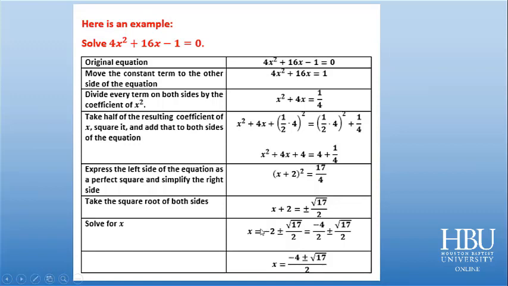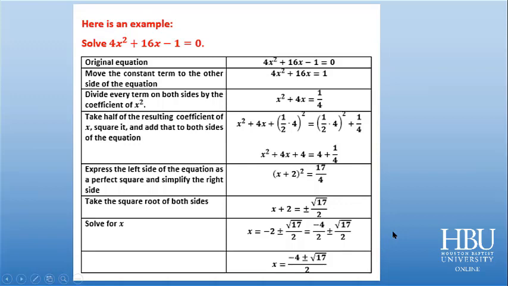If you would like to write that expression as a single fraction, you can rewrite -2 as the same thing as -4 divided by 2, and then rewrite this with the common denominator of 2, and you'll have x is minus 4 plus or minus the square root of 17 all over 2. And those are the two solutions to this particular problem.